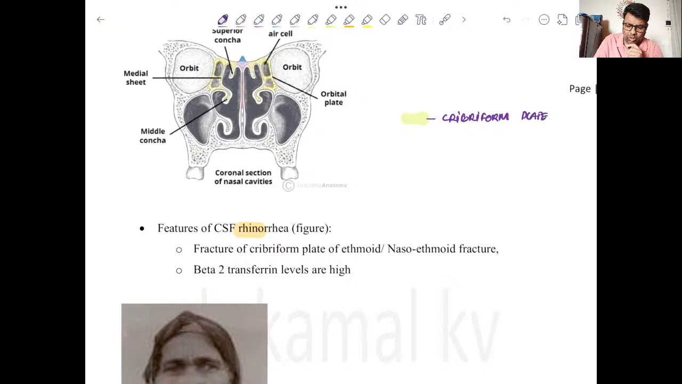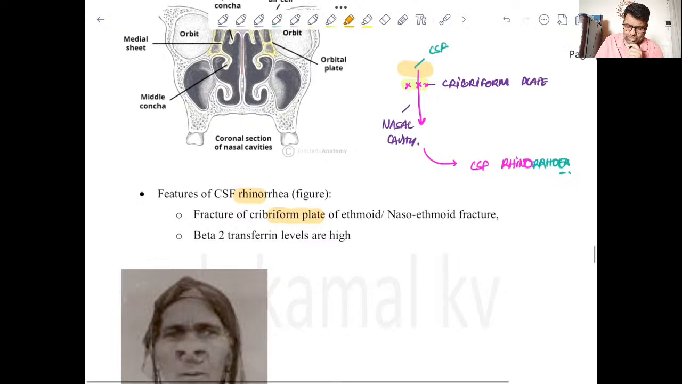Clear? On the top of it is the anterior cranial fossa, which is having CSF, and below is all the nasal cavity. So what can happen if there is any fracture in this bone? The CSF can leak out through the nose, and the condition is known as CSF rhinorrhea. Clear? So in traumatic cases, it is the cribriform plate fracture which results in this.